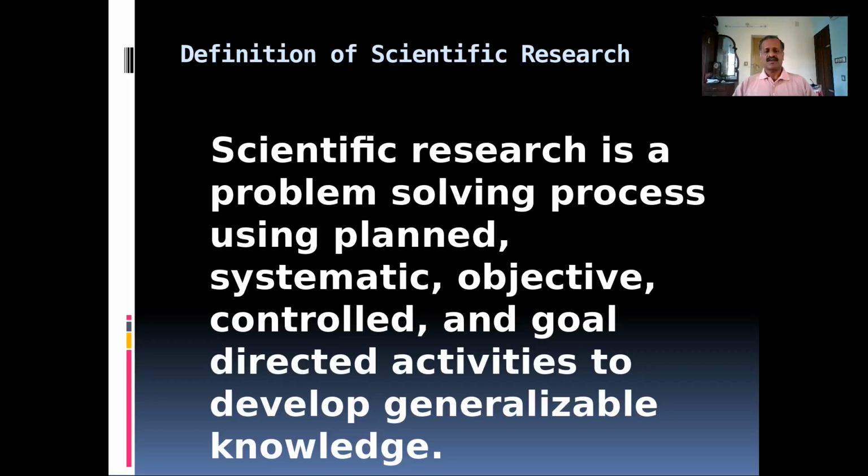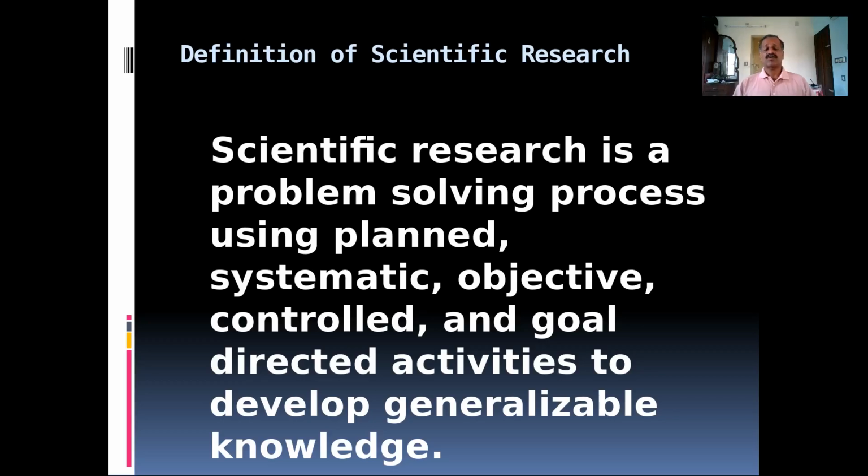So that is the definition. Now, when we try to analyze the definition further, you can see that research is a problem solving process, as I have mentioned before, but there are differences between problem solving and research. But essentially, it is always a problem solving process.